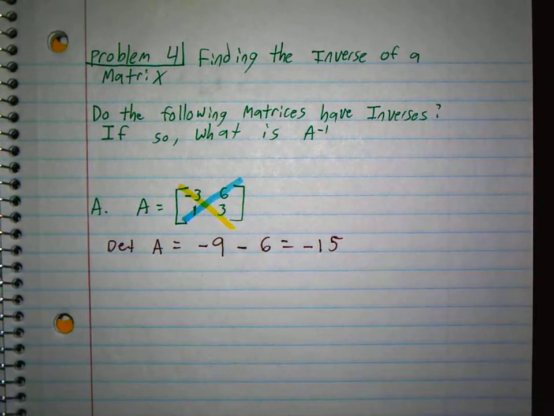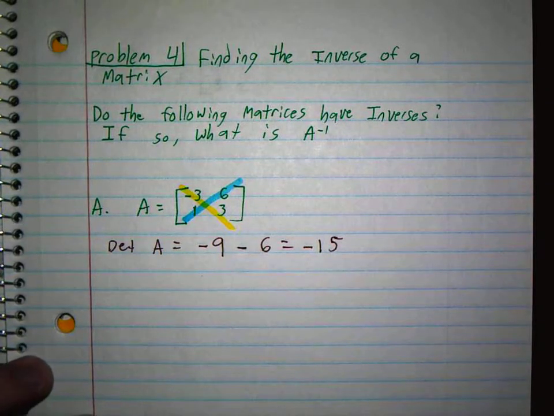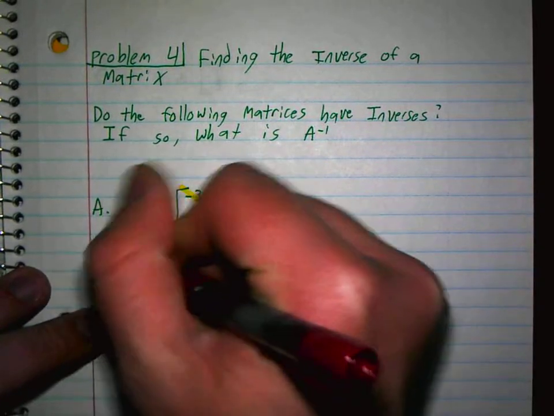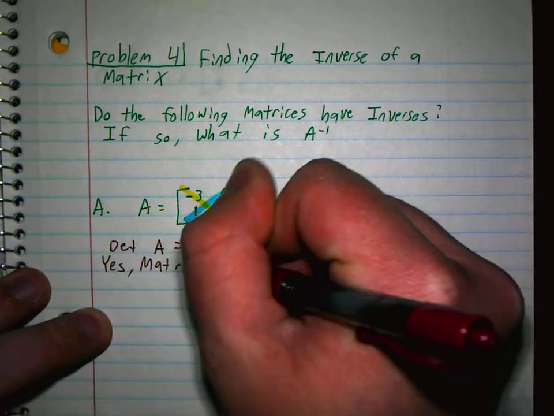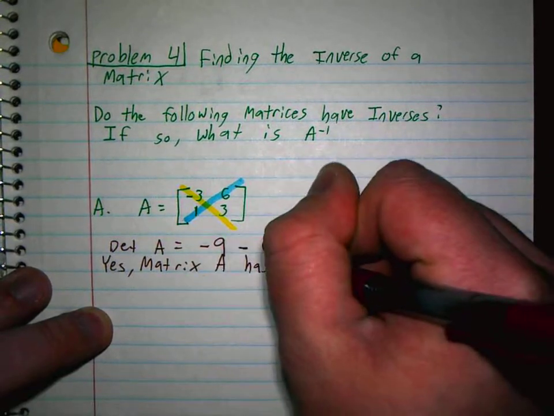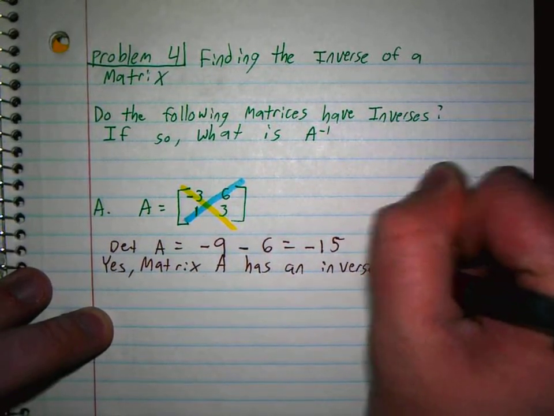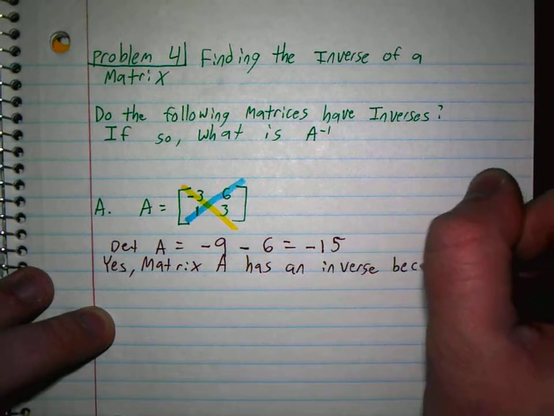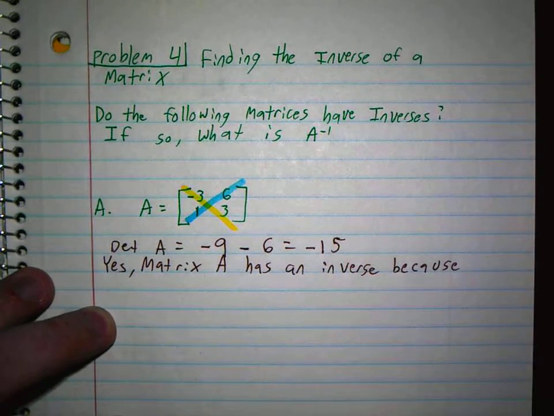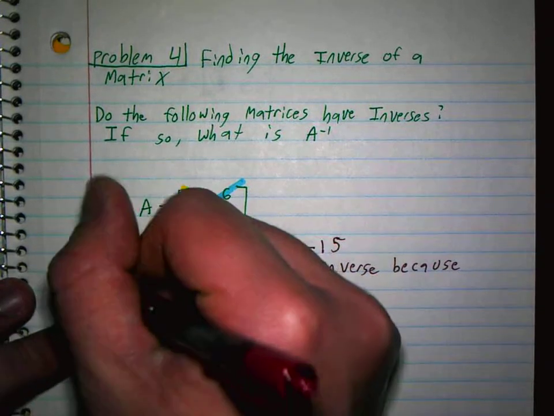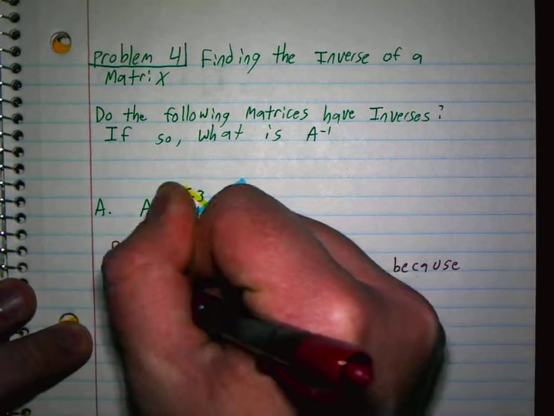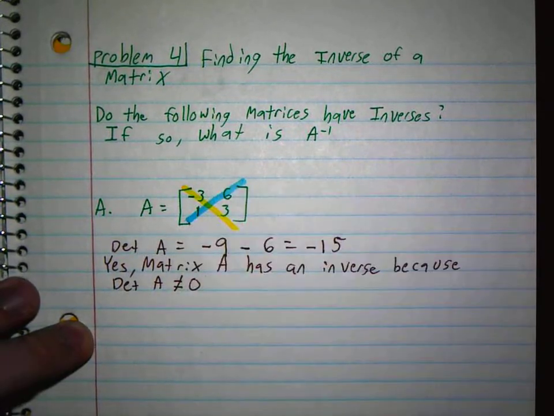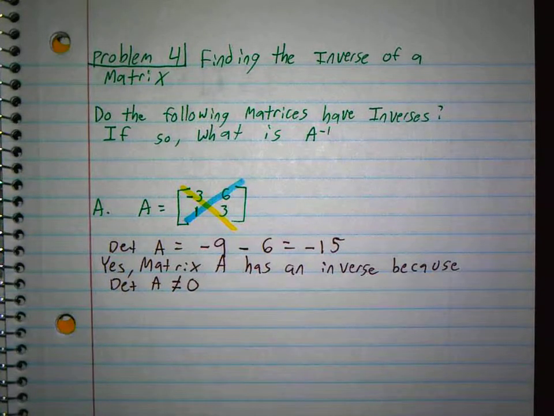Okay. So does this matrix have an inverse? Yes. Matrix A has an inverse because why? If it says why, otherwise you know. Okay, but matrix A has an inverse because determinant of A is not equal to 0, right? So if it did equal 0, you'd be done because there is no inverse.